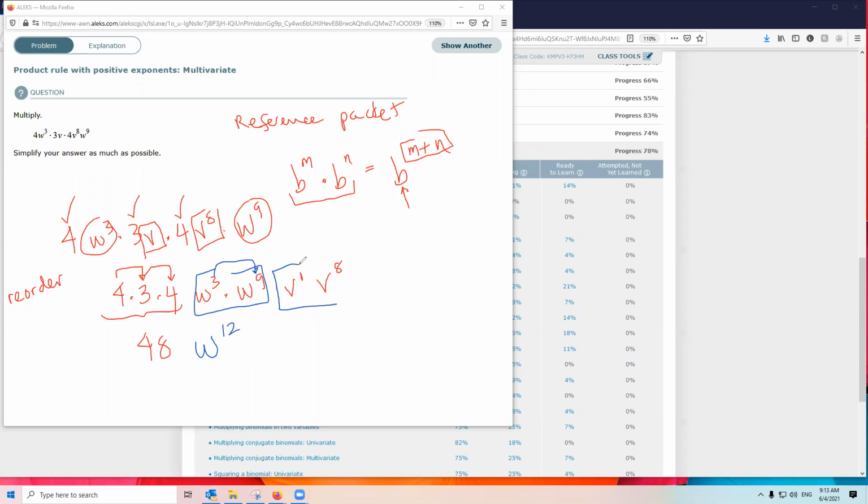I'm going to do the same thing for V. Keep the base the same, which is V, and add these exponents together. 1 plus 8 is 9.